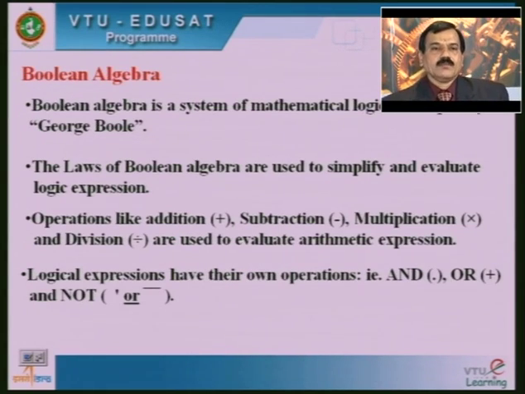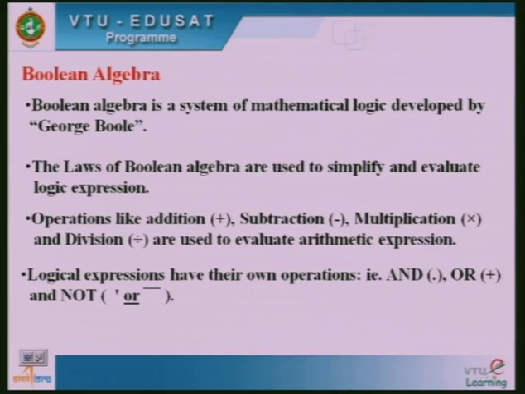Boolean Algebra. Boolean Algebra is a system of mathematical logic developed by George Boole. The laws of Boolean Algebra are used to simplify and evaluate logic expressions. Operations like addition, subtraction, multiplication and division are used to evaluate arithmetic expression. Logic expressions have their own operations, that is AND represented with a dot, OR represented with a plus sign, and NOT is represented with a simple bar type of structure or a colon.